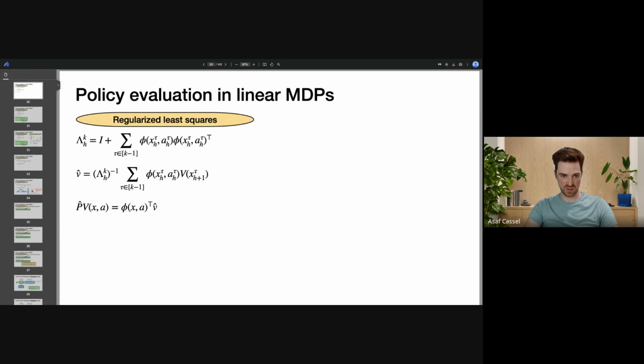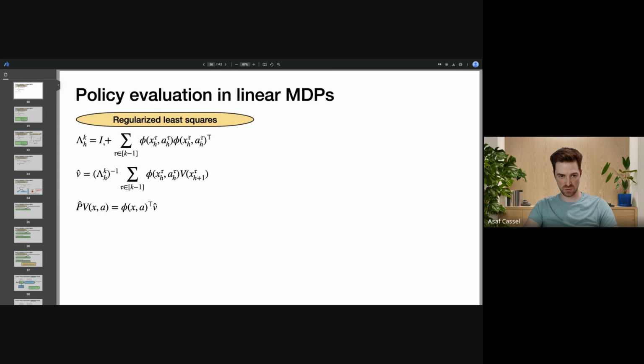Right, so linear regression is pretty well studied, and you can just use regularized least squares regression to solve this. The details here are not crucial. Whoever is familiar with this will find it very familiar, but if you're not, the important thing to note is that we have this matrix, Lambda_kh, which will be an important quantity throughout the work.